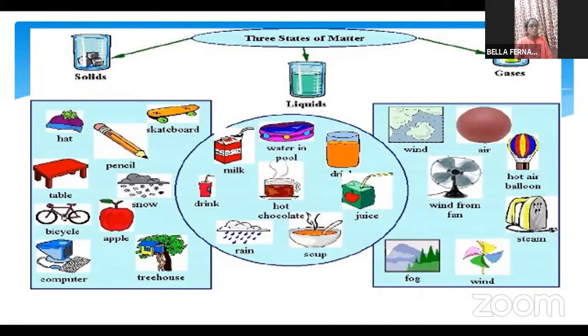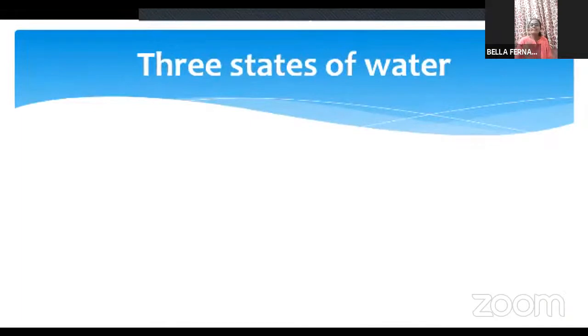Now let's come to the next one, children, which is very important. That is the three states of water. Now we have three states of water. The first thing is, what is it?